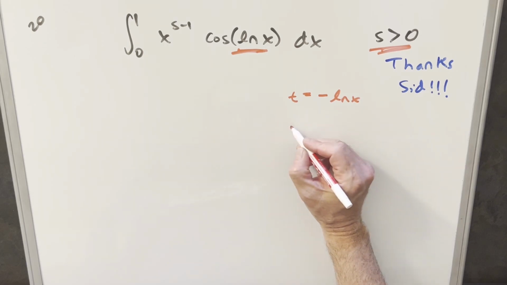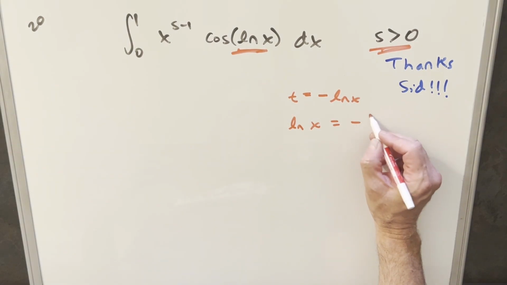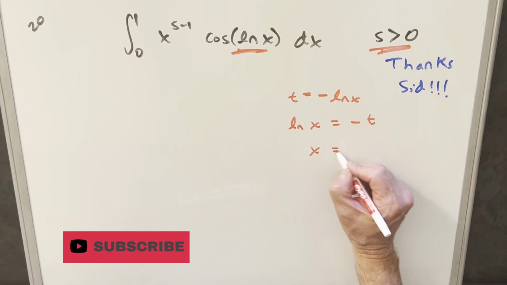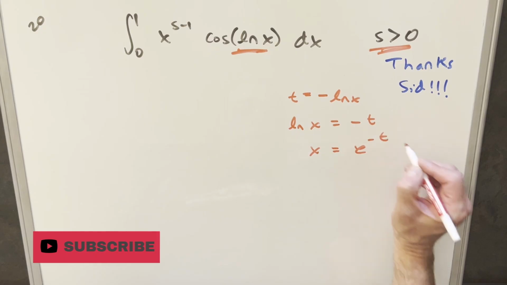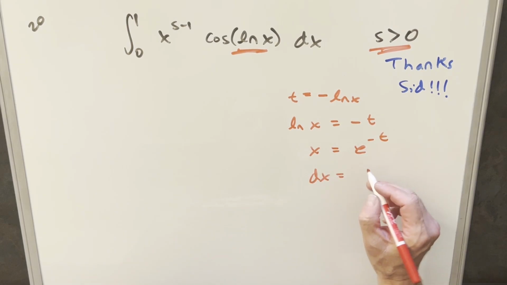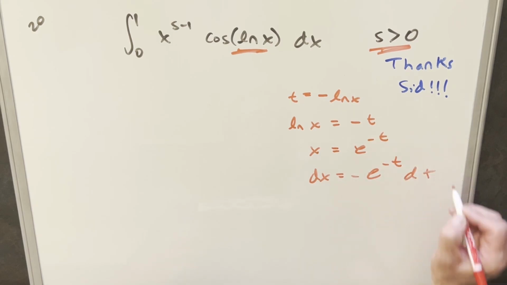What I can do is rearrange this and solve for x. So we're going to have natural log x is equal to minus t. Then with log properties, solving for x, we have x is just e^(-t). I'll take a derivative on this to get our dx value. dx is going to be e^(-t), a minus is going to come out, dt.